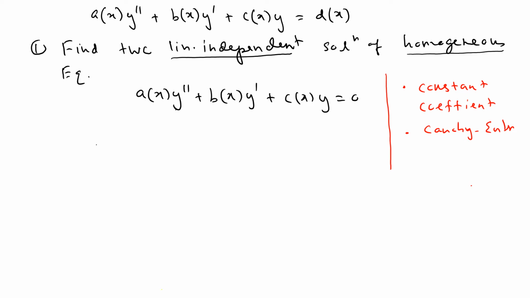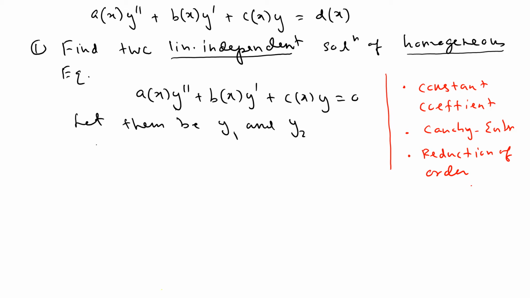You can even use the reduction of order method to find the second solution if you know one solution. So you can use any of those techniques to find two solutions. After we get the two solutions, let them be y1 and y2. So those are the two solutions, y1 and y2.